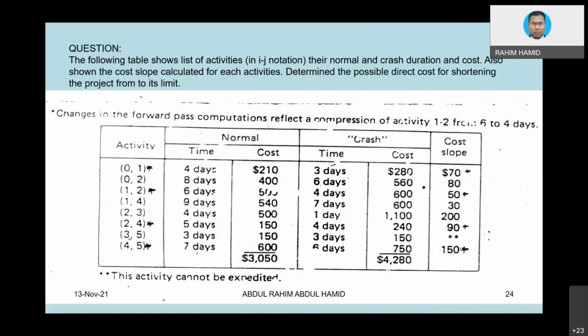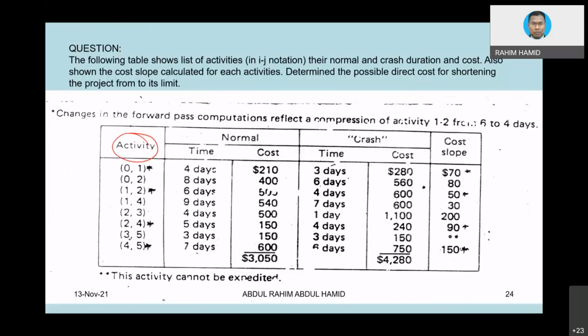Let's see. We have one example. Normally, in order to solve this project crashing related question, you need to have given data. In an academic context, the data will be given. So the list of activities is given, and then the normal time or normal duration is given. Normal cost is also given, and then crash time and crash cost are given.